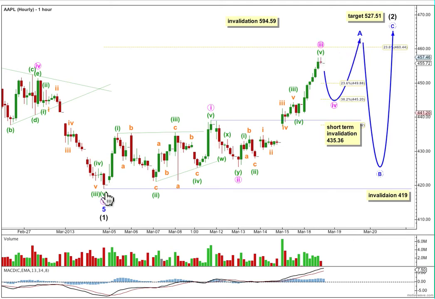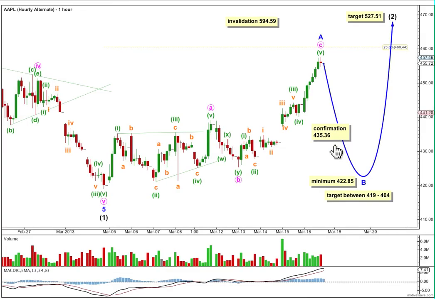When minor wave A is a completed 5-wave structure, then minor wave B downwards should take maybe a week or so, maybe 2 weeks to unfold, and it can't move beyond the start of A below 419. The target for intermediate wave 2 is the 0.618 Fibonacci ratio of intermediate wave 1 at 527.51. If price moves below 435.36 in the next 1 or 2 sessions, then we can use this alternate hourly wave count.